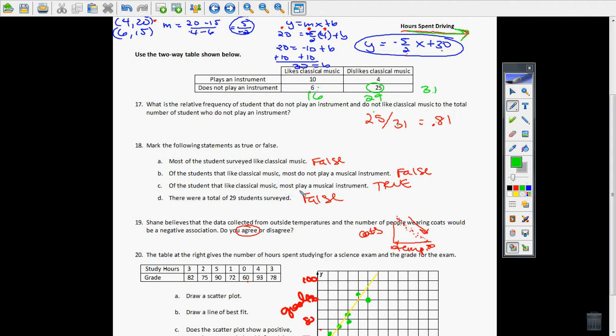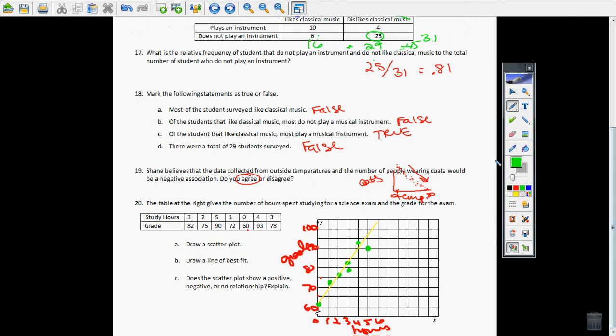Of the students that like classical music, most play an instrument. That is true. 10 out of 16. So most play an instrument. There were a total of 29 students surveyed. That's false because if there's 16 that like classical music and 29 that dislike, that's a total of 45 people. So there were 45 people surveyed, not 29.